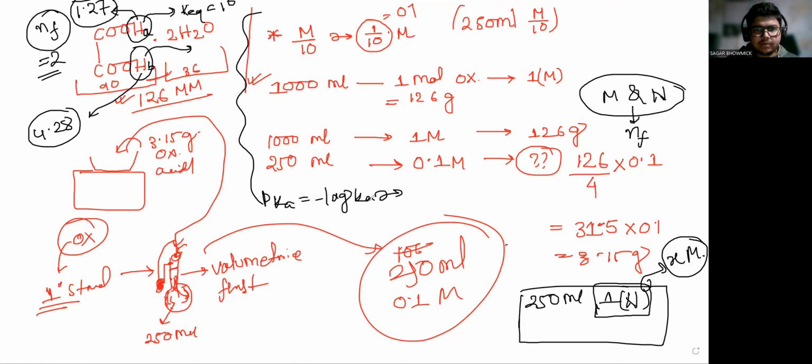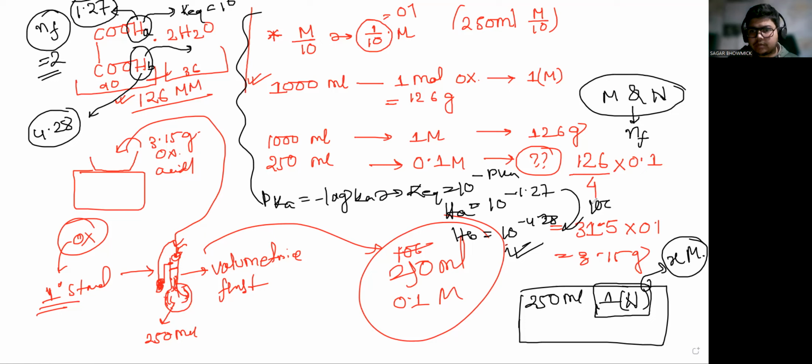From here, if you want to calculate Ka or the equilibrium constant, it will be 10 to the power minus pKa, isn't it? So for HA, the equilibrium constant is 10 to the power minus 1.27. For HB, it's 10 to the power minus 4.28. That means this is lower. And how much? Almost 1,000 times lower, isn't it? Removal of the HB proton is 1,000 times slower than HA.